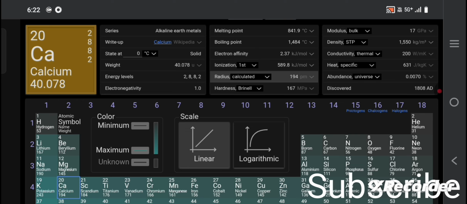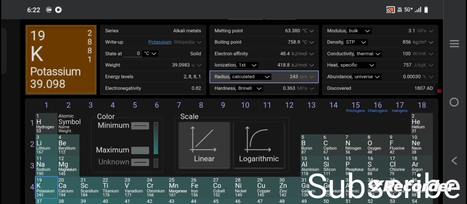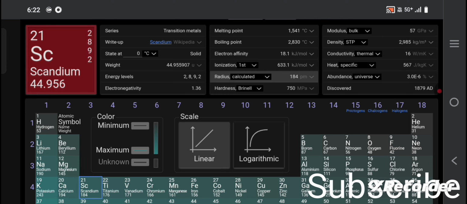Now, if you see potassium, it is 248, whereas for calcium it is 197. Like that, when you move along the row, the atomic radius decreases. Look at the radius 187.